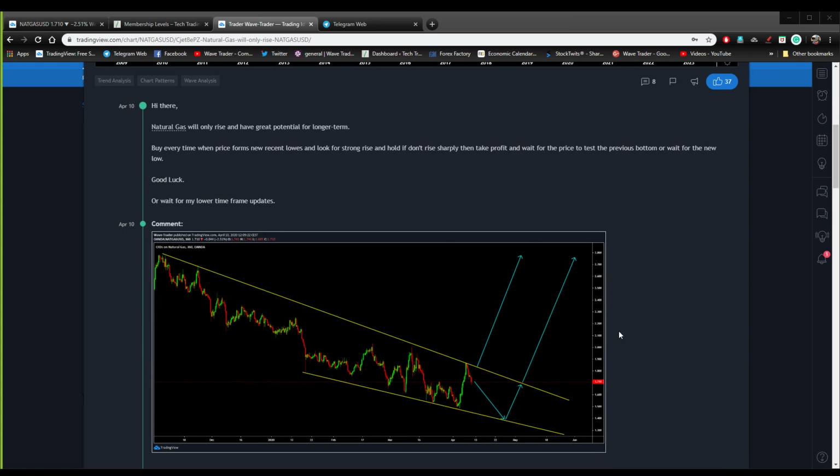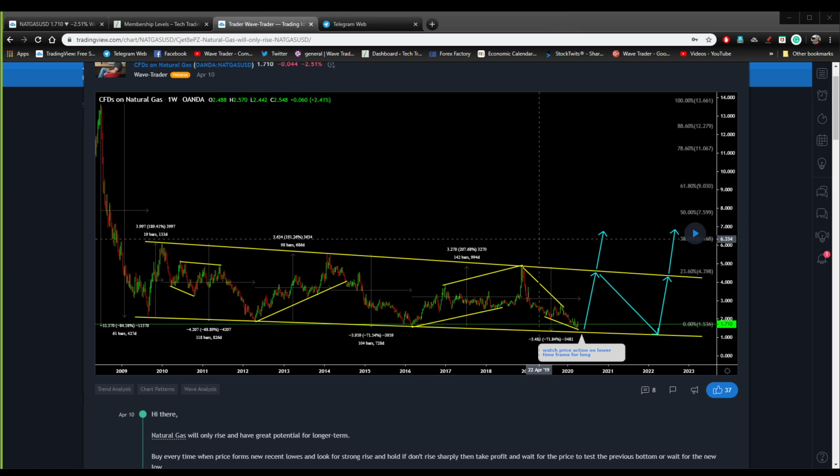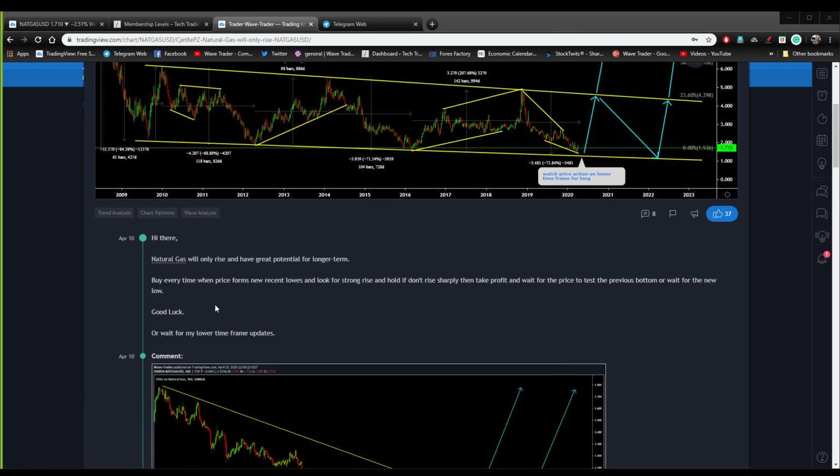How you should trade is different. Looking at this chart and trading are two different things. This chart is just telling you direction. It's not telling you where you should buy, where you should put your stop loss, where you should get into the trade or where not to. But yes, it is telling you how you can trade on it. Every time price forms new recent lows, look for a strong rise and hold. If it doesn't rise sharply, then take profit and wait for the price to test the previous bottom or wait for the new low. That's what we are doing.